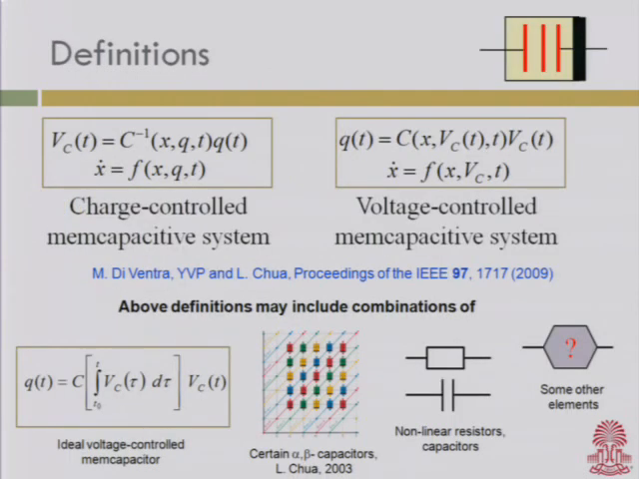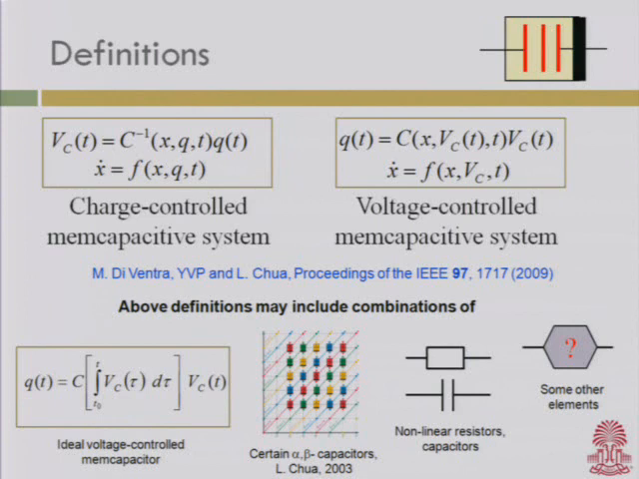So this is a definition of Mem-capacitor system. The main idea is to consider capacitors which can be a function of internal state variables, denoted by x, charge, and time. We also supplement this first equation by a dynamical equation for the dynamics of the state variables. So this is an example of a charge-controlled Mem-capacitive system. These are the equations for the voltage-controlled Mem-capacitive system.